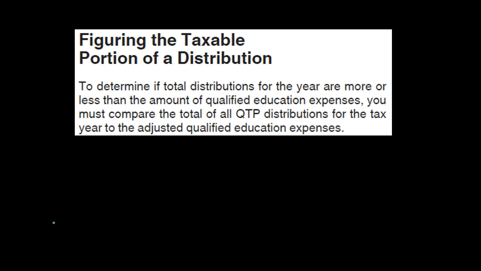Figuring the taxable portion of a distribution. To determine if total distributions for the year are more or less than the amount of qualified education expenses, you must compare the total of all QTP distributions for the tax year to the adjusted qualified education expenses. So now we've got to say, well, what does it mean to be adjusted qualified education expenses? Because I have to make sure that I have adjusted qualified education expenses higher than the amount that was distributed from the QTP so that I don't have to deal with any kind of tax consequences.